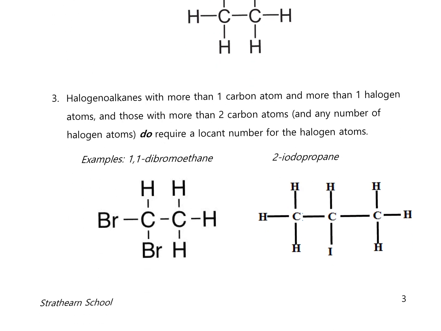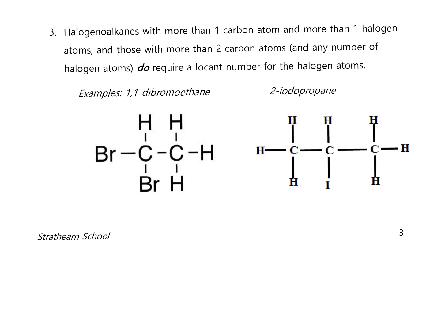And then finally, rule number 3 here on the locant numbers is halogenoalkanes with more than one carbon atom and more than one halogen atom. So in other words, ethane and longer, and more than one halogen atom. And those with more than 2 carbon atoms and any number of halogen atoms, even if we only have one, so propane onwards, do require a locant number. So let's look at each one of those rules in turn of where we do need locant numbers.